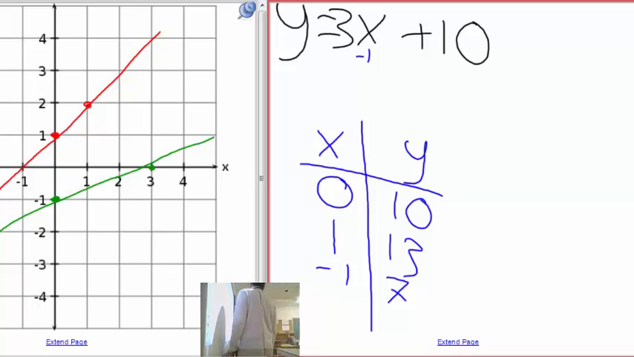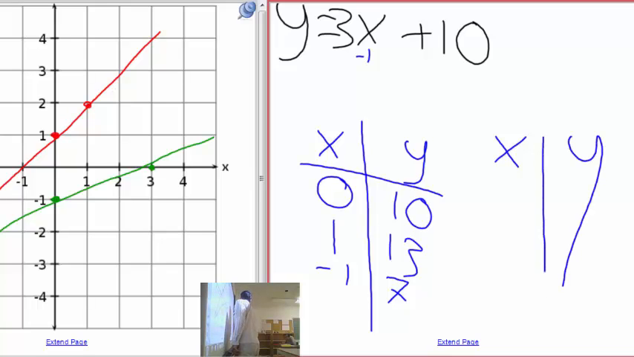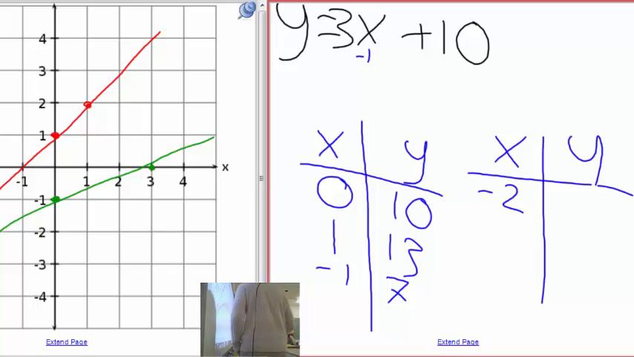Let's try negative 2. So x, y. So let's try minus 2. When x is minus 2, negative 6 plus 10 is 4. That works. So this is one of the points. But I need one more.